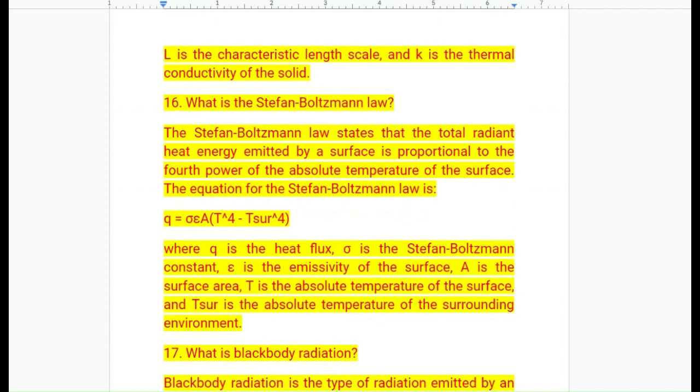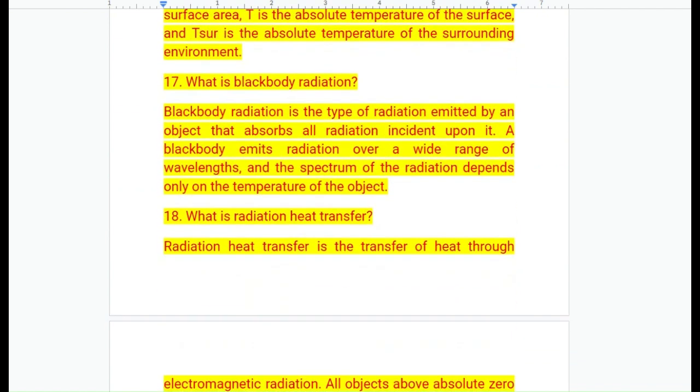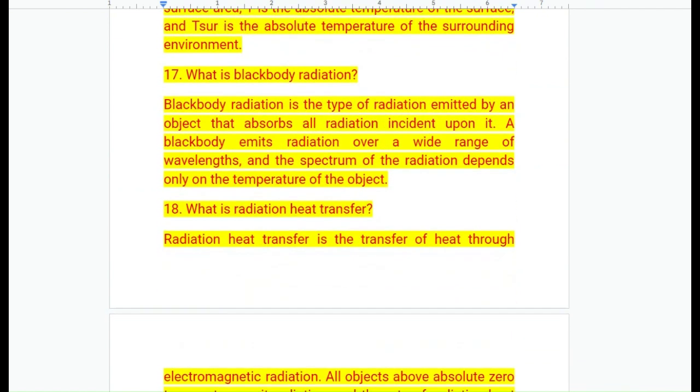The equation for the Stefan-Boltzmann law is Q = sigma epsilon A (T^4 - Tsur^4), where Q is the heat flux, sigma is the Stefan-Boltzmann constant, epsilon is the emissivity of the surface, A is the surface area, T is the absolute temperature of the surface, and Tsur is the absolute temperature of the surrounding environment.